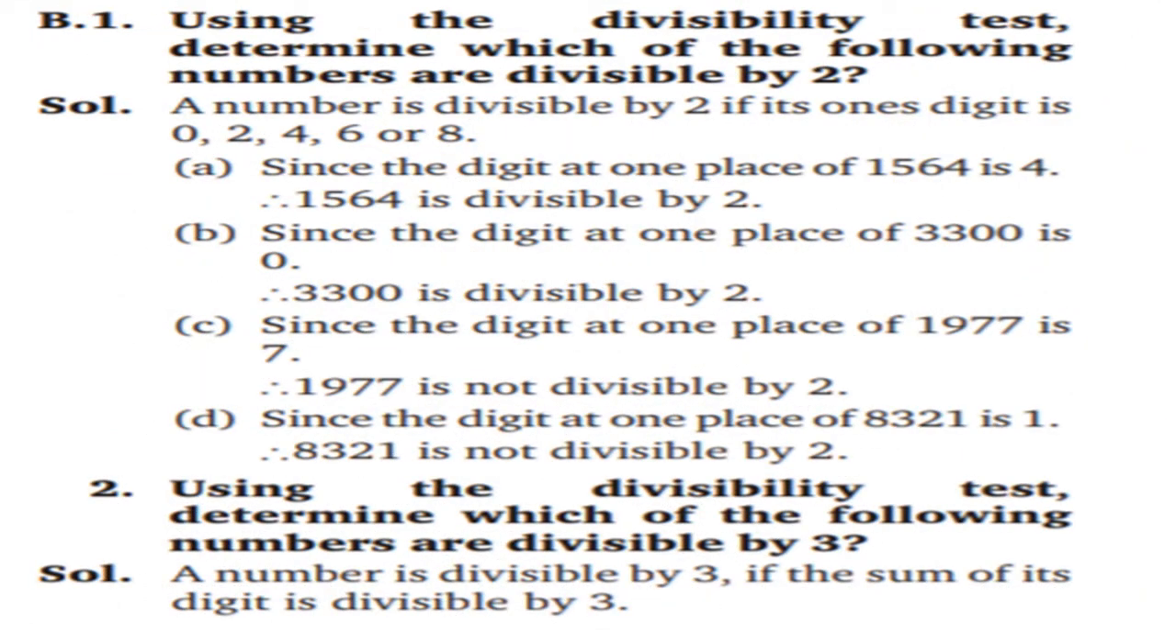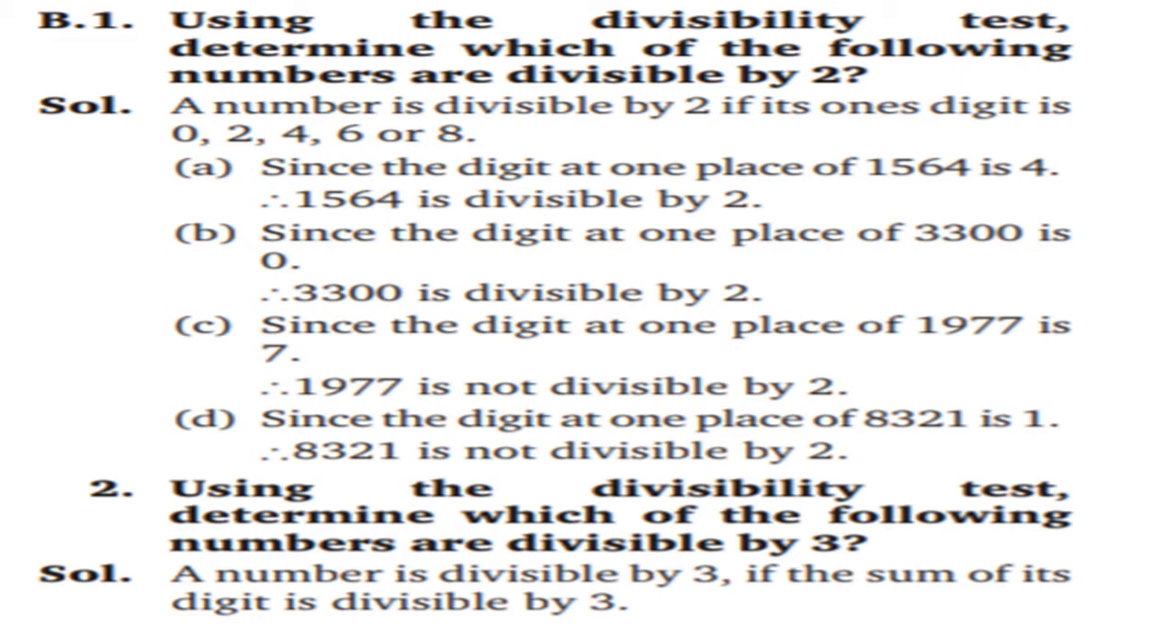Now B part, solve the following. First question is, using the divisibility test determine which of the following numbers are divisible by 2. So for 2, which condition do we apply? A number is divisible by 2 if its one's digit is 0, 2, 4, 6 or 8. Okay, now A part is 1564, so its one's place is 4, therefore 1564 is divisible by 2.